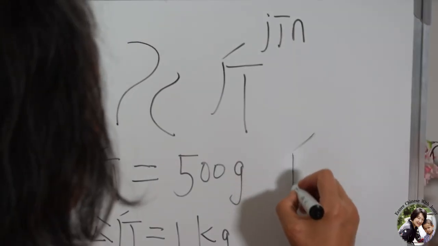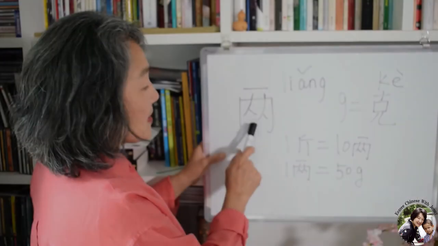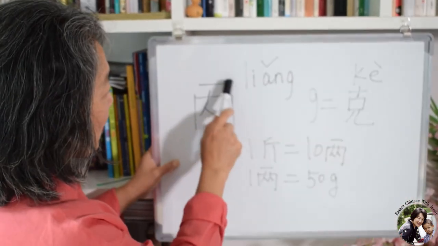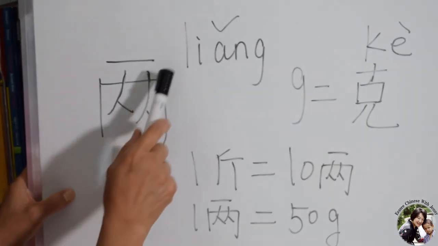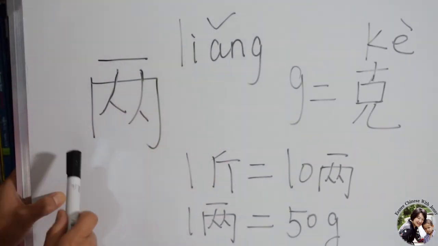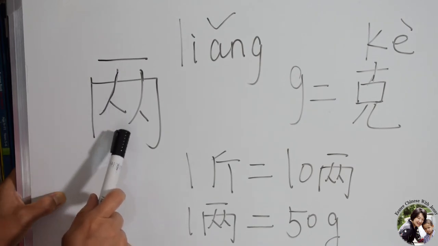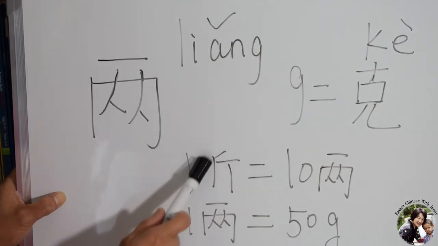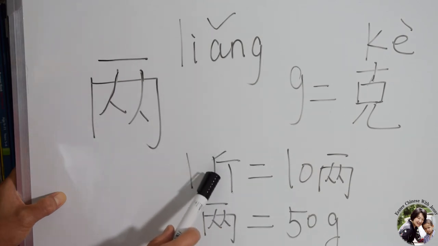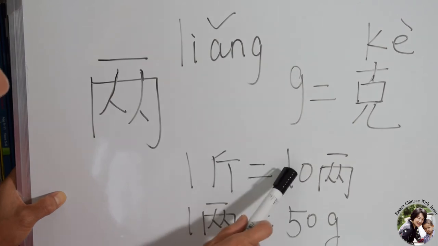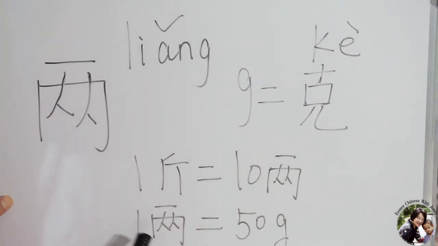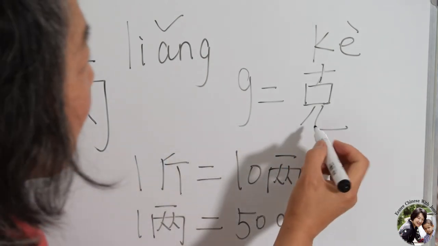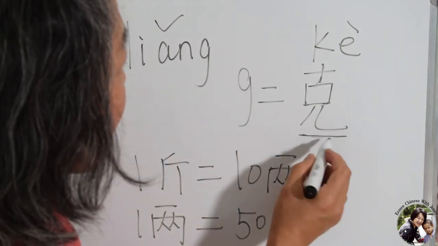Pie, pie, heng, shu. This character, you see, two people inside, is pronounced liang, third tone. It is also a measurement of weight. Actually, we just learned jin. Yi jin equals 500 gram, and yi jin equals 十 liang, 10 liang, which means yi liang equals 50 gram. Because we didn't have this concept of gram in China in the past, we borrowed a character, this character, whose pronunciation is similar to gram.